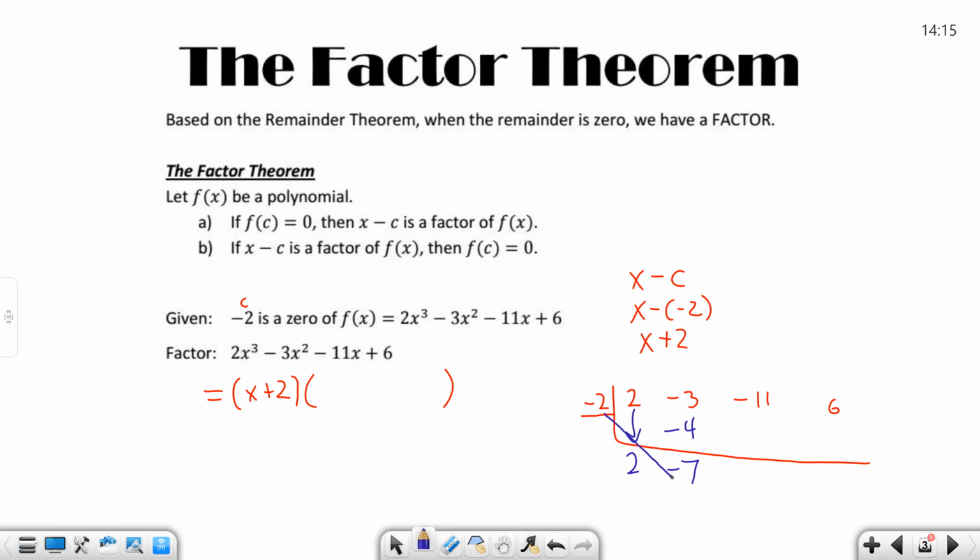Then again, I start the process over. Negative 2 times negative 7, write it right here. Negative times negative is positive. 2 times 7 is 14. So negative 2 times negative 7 is 14. And then I add.